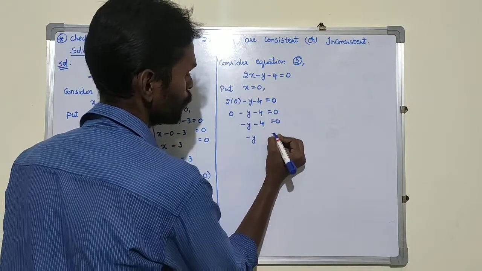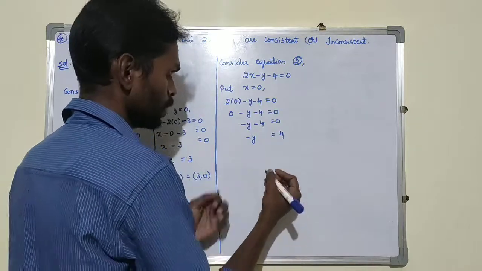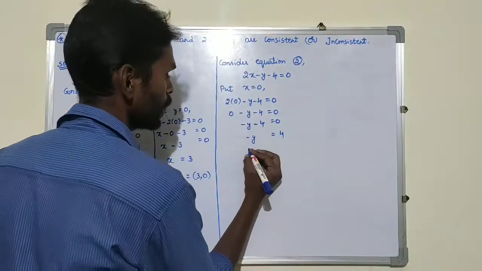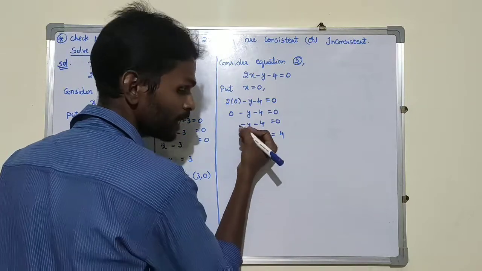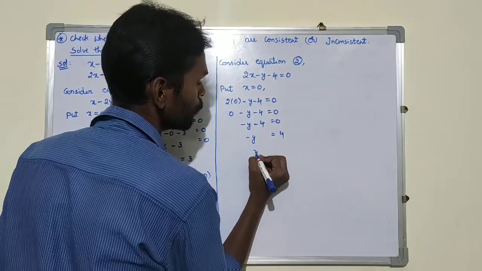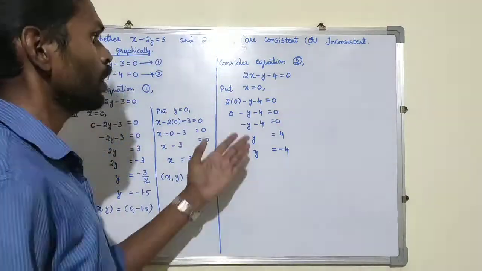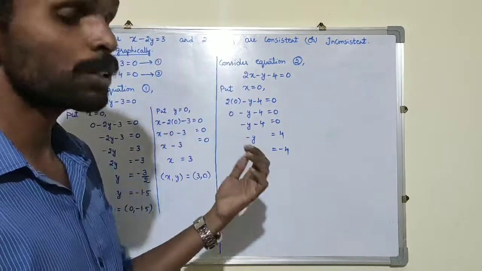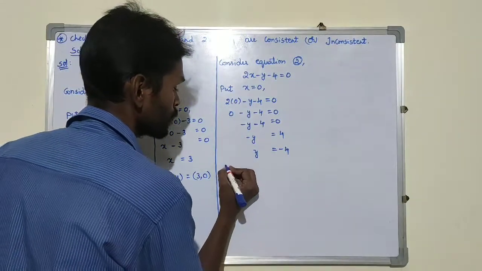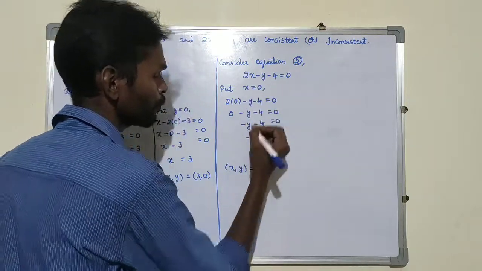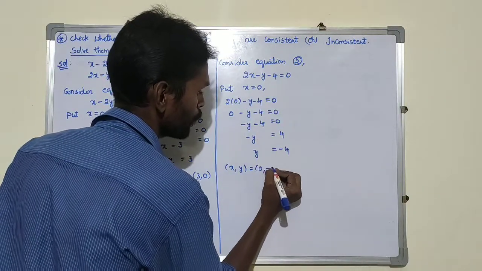Minus y equal to 4. If I multiply both sides with minus, I will get minus y into minus, plus y, plus 4 into minus, minus 4. So if I take x equal to 0, I got the y value as minus 4. So x comma y equal to 0 comma minus 4.